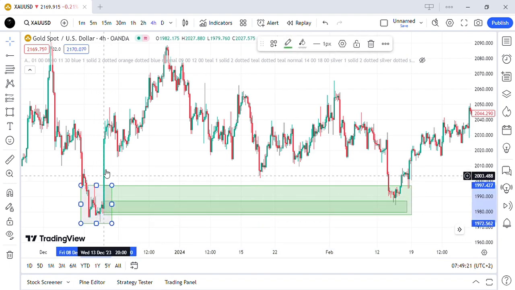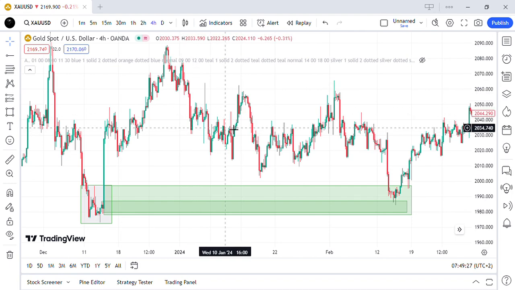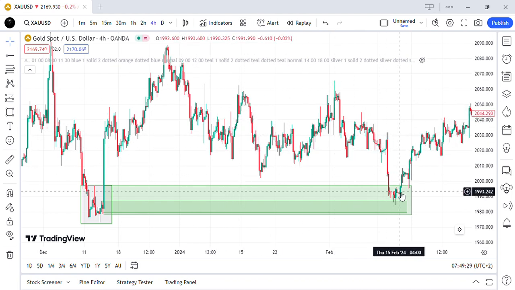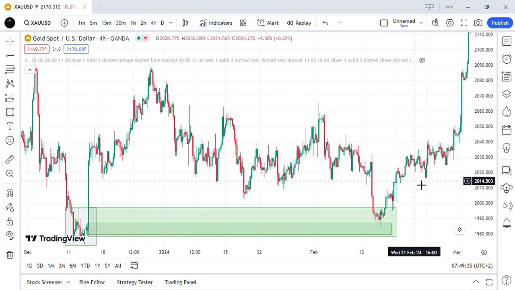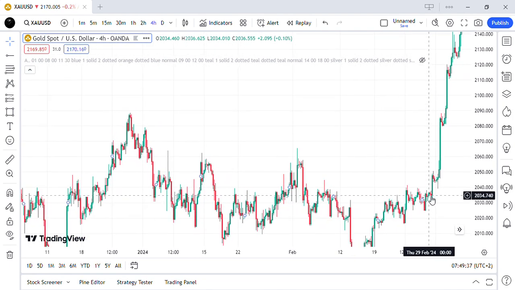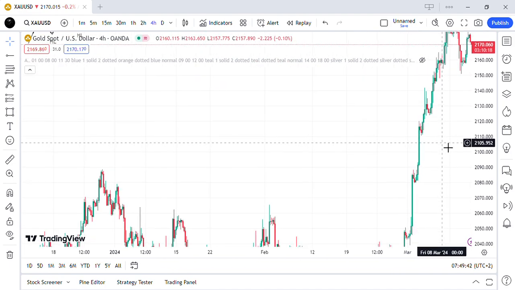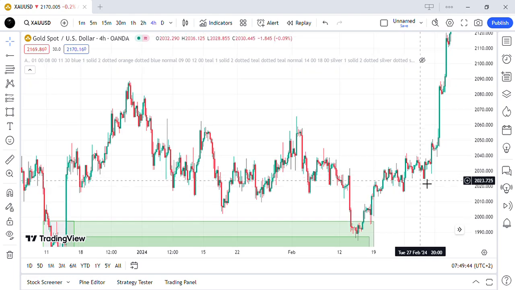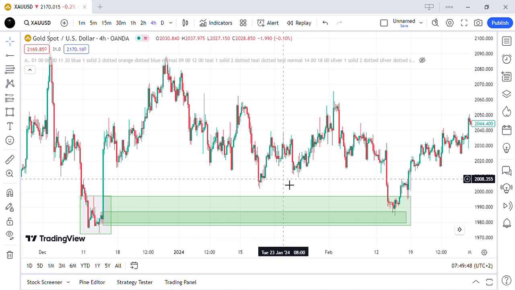Consolidation, expansion, break of structure, leaving imbalances. Then the market must come back. We call it a retracement. It retraces back to those imbalances, fills them, then continues to the upside. Beautiful. See? Beautiful trade. We should have made a lot of money there.